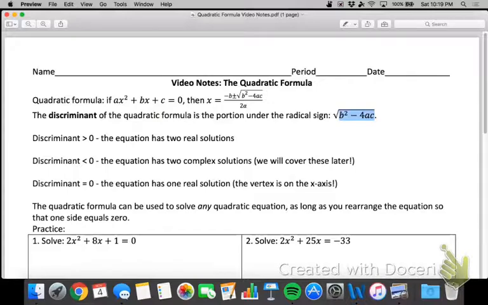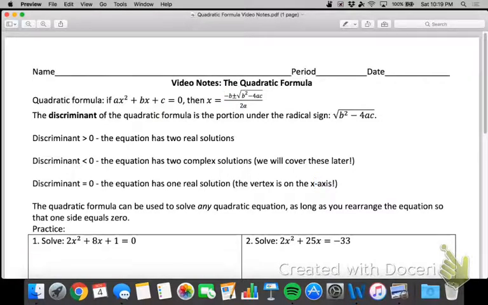And if the discriminant is equal to 0, then you would have square root of 0, and the square root of 0 is 0. So this plus or minus becomes irrelevant because you're adding and subtracting 0. At that point, it's just negative b over 2a is your one solution. And that's the vertex, right? Negative b over 2a is the formula for the vertex. So that would mean the vertex is on the x-axis.